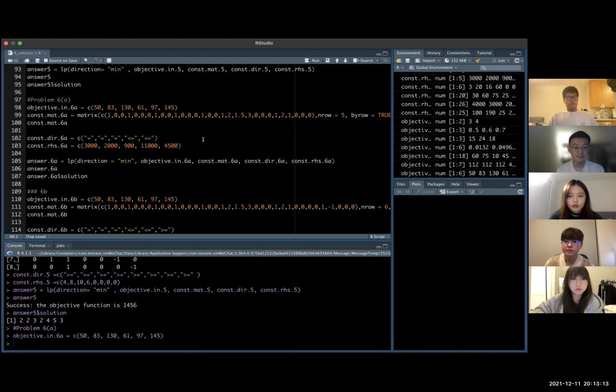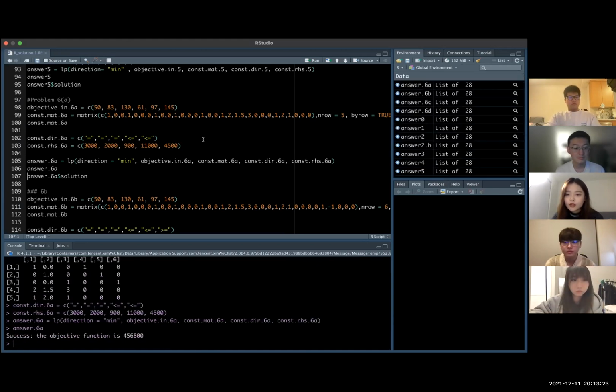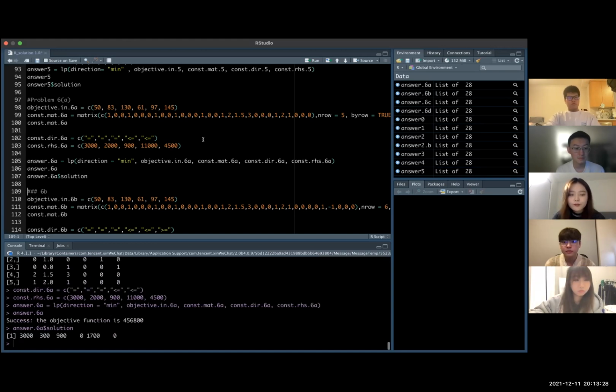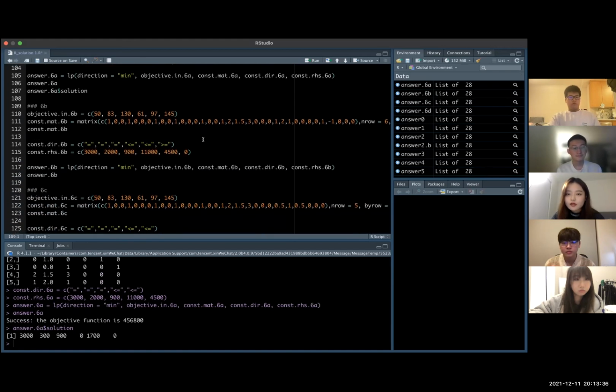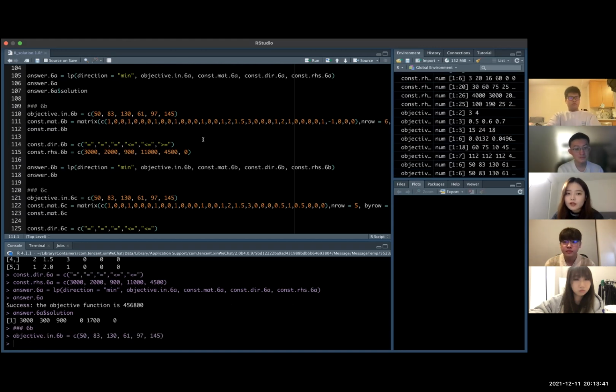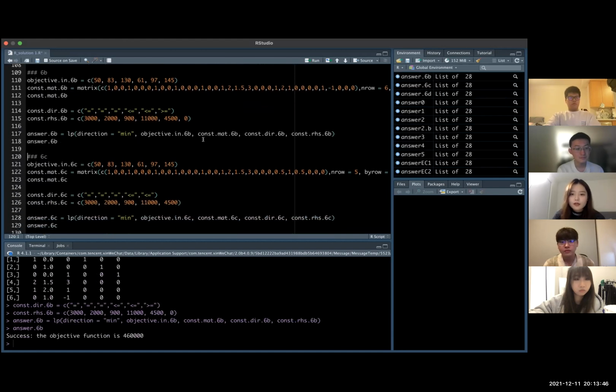Finally, we can do linear programming using the LP function in R. Put everything we have defined into the function, as shown in line 106. We got our final solution. In question B, we add one more constraint, which is M2 minus M3 greater than or equal to 0. Then we keep everything else the same, and we get the results. The other steps are the same as in question A.